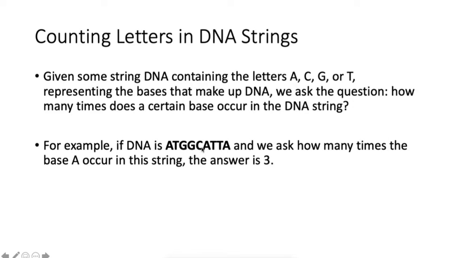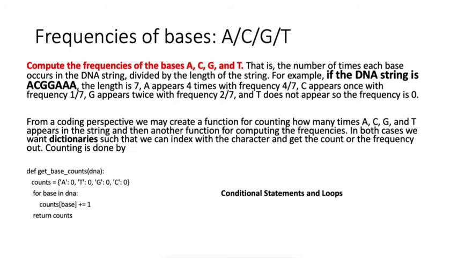So these are some of the very basic analyses that people do before jumping into the more complicated ones. And these could be done using computers when the data becomes large enough. And another thing could be the frequencies of the bases A, C, G, and T.